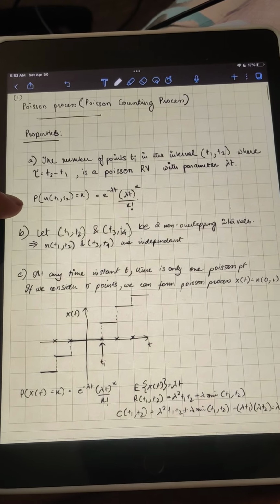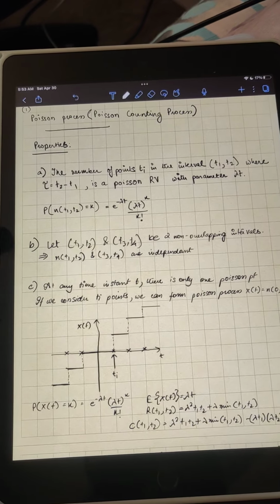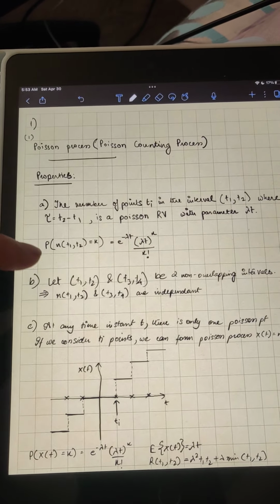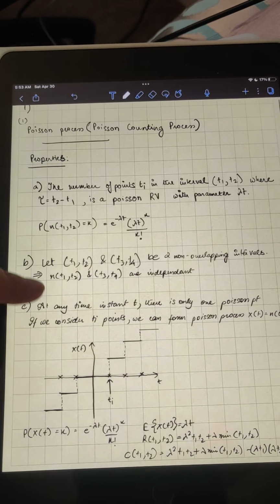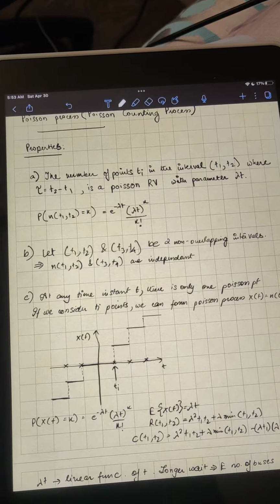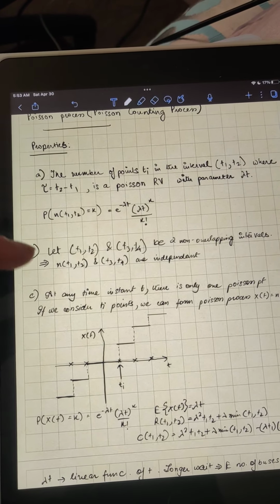Hi, this is homework 10 question 1. So we are asked to list the definitions and simple properties of various stochastic processes. Firstly, there's the Poisson counting process. For this, the properties I have written below.